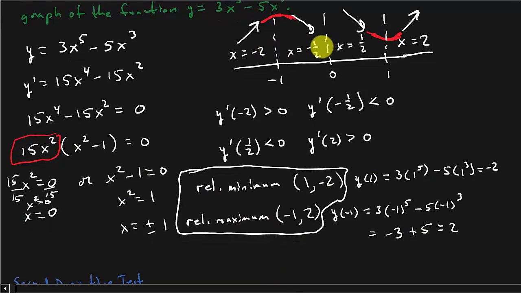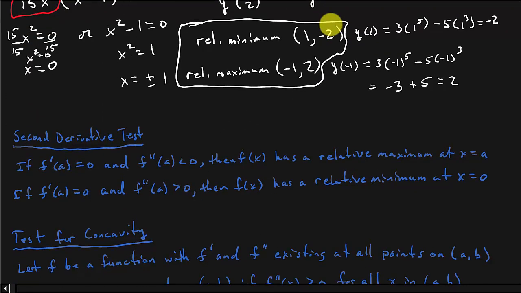But there is a second derivative test for maximum and minimum. So what does it say? If f prime of a is equal to 0 and f double prime is negative, then f of x has a relative maximum at x equals a. And if f prime of a is equal to 0 and f double prime of a is positive, then f of x has a relative minimum at x equals a.